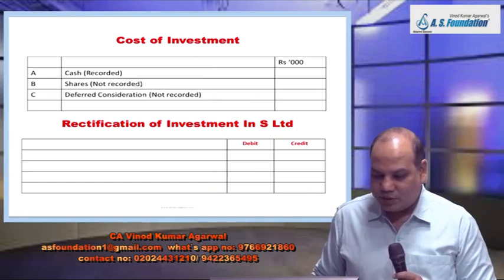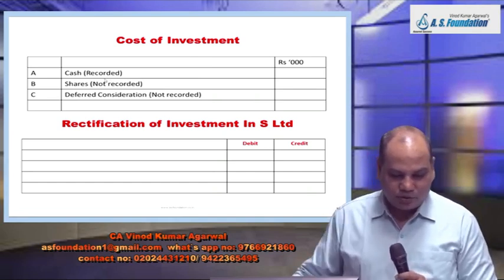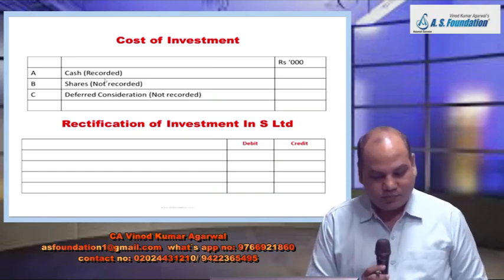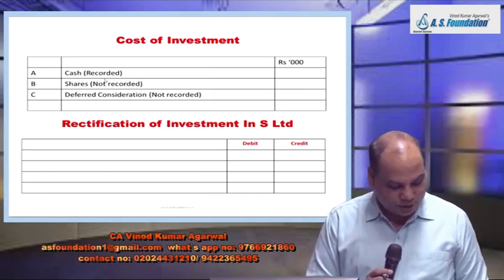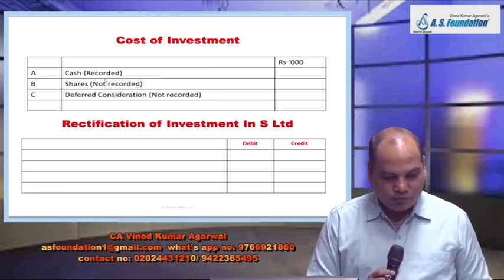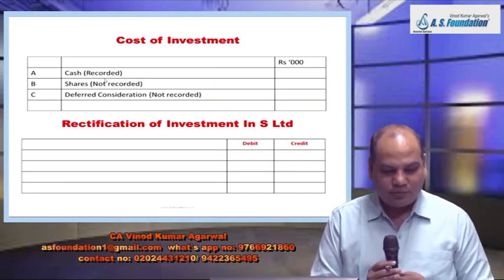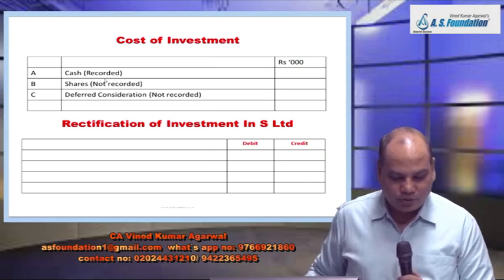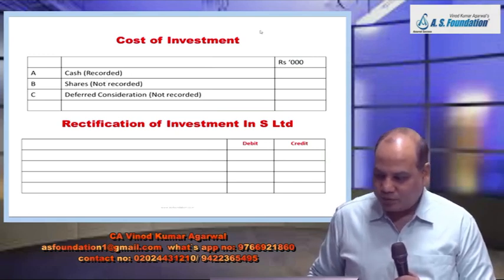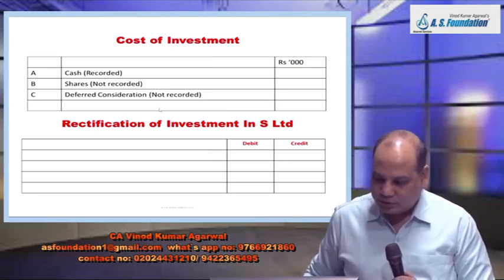Cost of investment, cash. How much cash was paid? Rupees in 1000. Cash paid is 1 million. So how do I write in rupees in 1000? 1000, sure. So write here 1000.